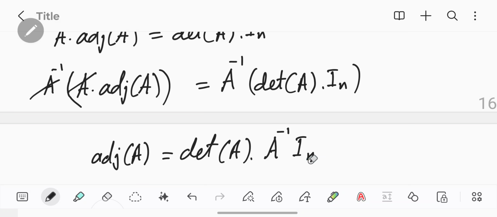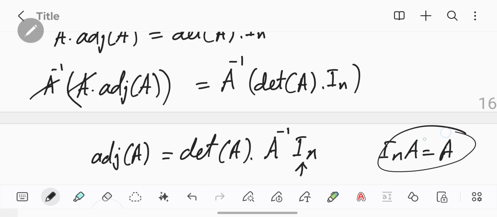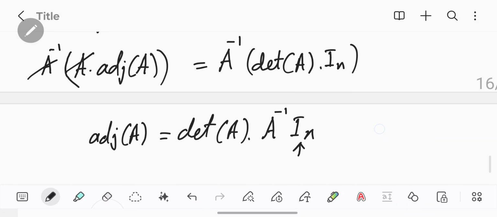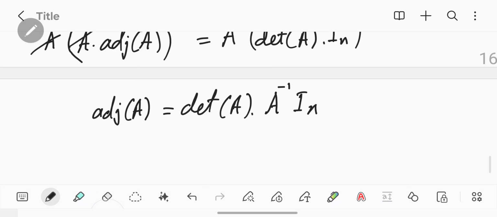There is a property: if a matrix is multiplied by the identity matrix, we will get no change. Identity matrix is a matrix. If you multiply identity with any matrix, you will get that matrix. So that means the product of these two things is only A inverse.